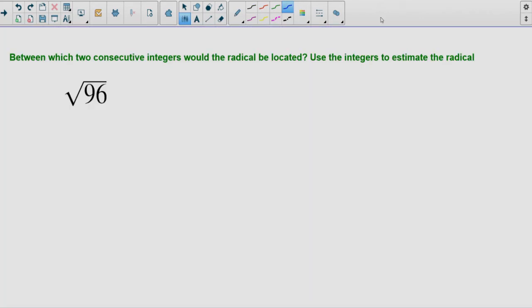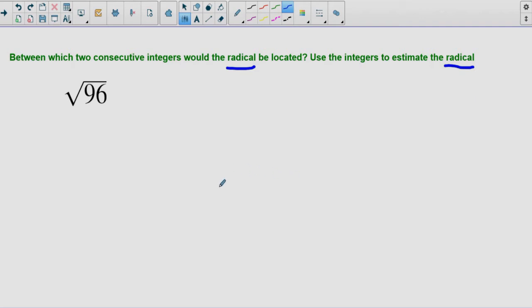So let's look at an example here. This problem is saying, between which two consecutive integers would the radical be located? Use the integers to estimate the radical. And remember, this just means square root. Radical, square root, they mean the same thing.